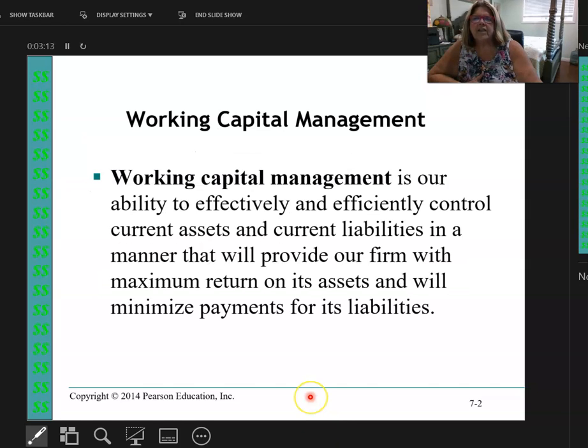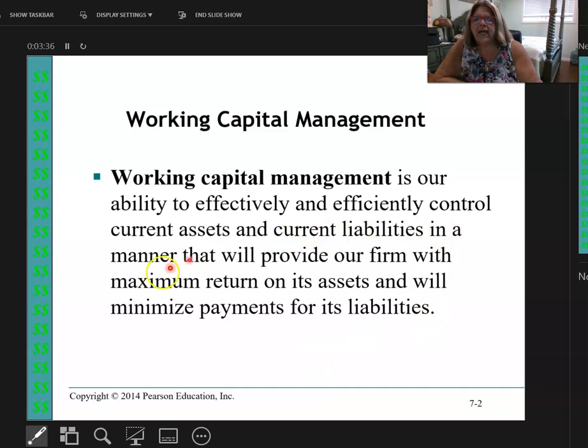Okay, so let's start talking about working capital management. Two favorite words of mine, which I've talked about many times, are effectiveness and efficiency. How can I take my working capital and manage it effectively to provide the maximum return on my assets and the minimal payments for my liabilities, things I owe?